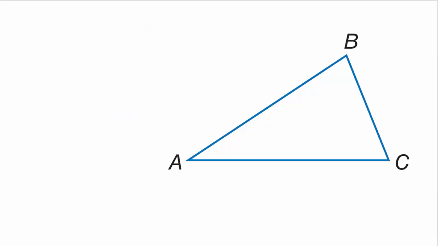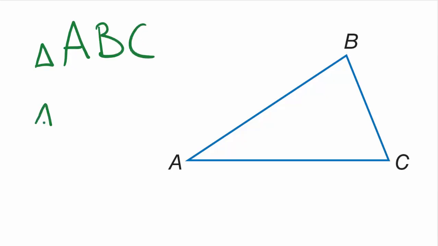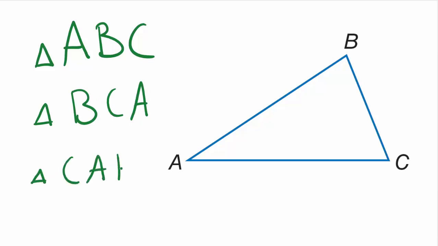Now, just a reminder how to name triangles. We use the little triangle notation and then name it using the three points, the names of the points. So this would be triangle ABC. Again, it doesn't matter which order you write these letters as long as they are in order. You can call this one BCA or triangle CAB. These are all very good.